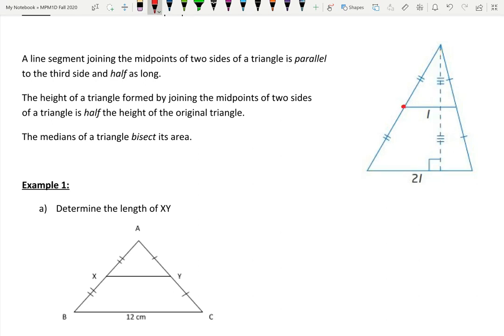So again, this side L, which is a line segment that connects two midpoints of the sides of the triangle, will now bisect the height of the triangle into two. That's why you get these triple lines, which mean that these two lines are the same length.